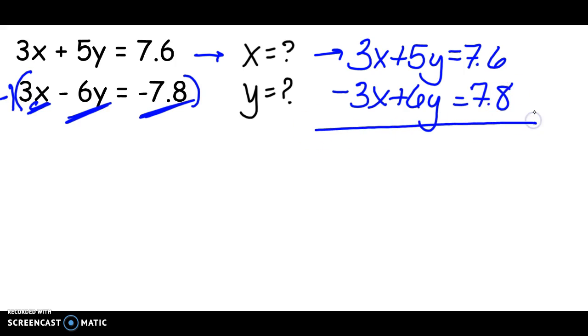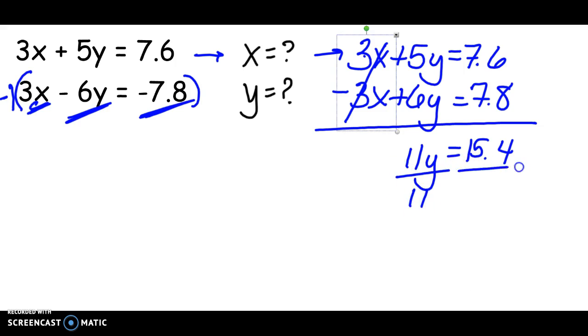Now, when I combine them, negative 3x and positive 3x cancel. Always check to make sure. And then I'm left with 11y. And 7.6 and 7.8, 6 plus 8 is 14, carry the 1, and you get 15.4. Then divide both sides by 11. Those cancel, and I get 1.4 equals y.